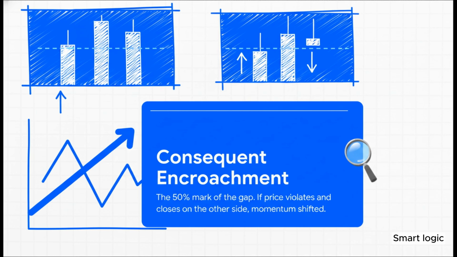If price hits this 50% mark and respects it, the original gap is probably going to hold up and act as a springboard. But if the market violates that midline and the candle body actually closes on the other side, boom, that's your definitive early warning signal that a major change in market delivery is happening. Momentum has officially shifted, the old narrative is totally dead, and the inversion play is fully active.